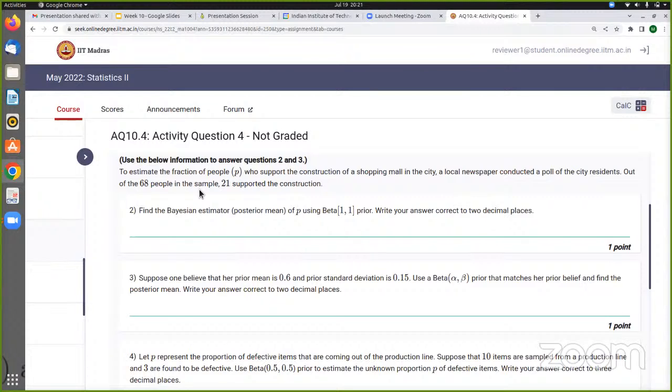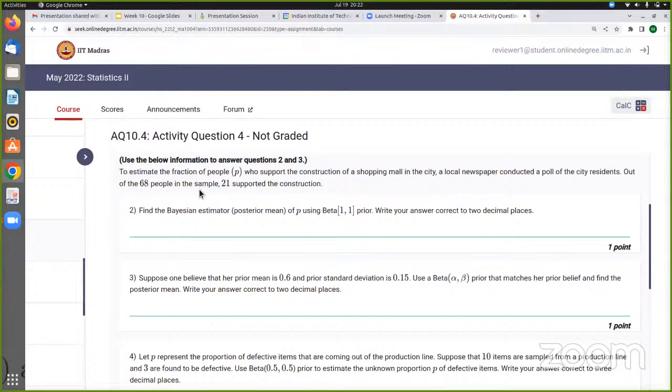Okay, somebody solve this question. Yes, sir, I have solved. What is the answer? Sir, for this alpha was coming to be... Just a second. So which question? Question 3, right? Sir, alpha was 5.8. I think you did some wrong calculation. Which question? Activity question 10.4, question number 3. Alpha was 5.8 and beta was 3.86.